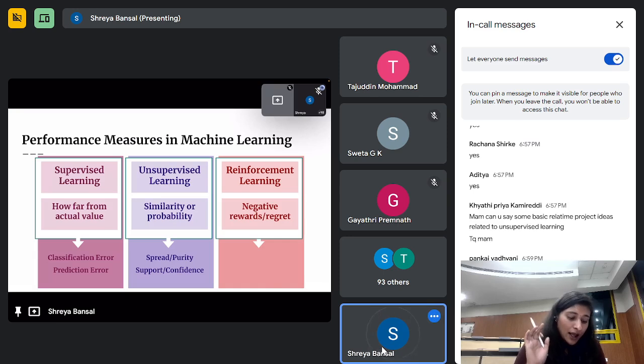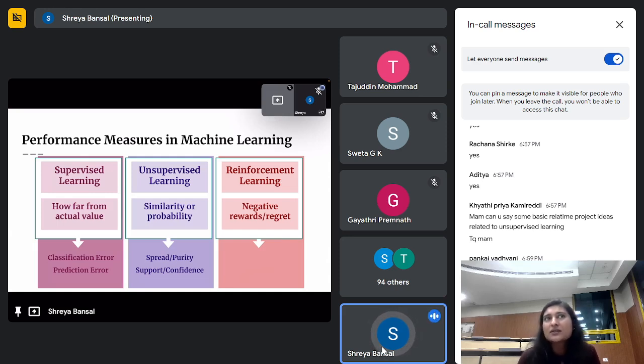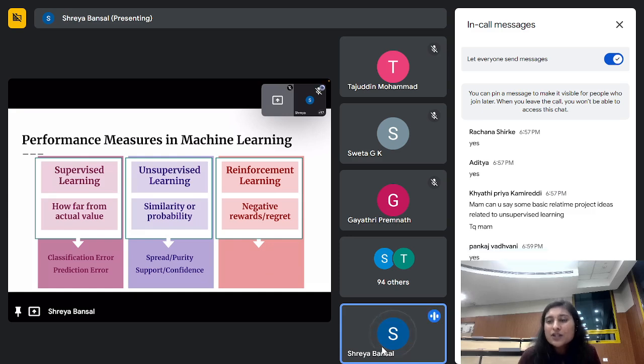Okay. Next is reinforcement learning. For clustering, the performance is related to how homogeneous the cluster is. Yes, Priyanshi, you can say how homogeneous the cluster is. It means basically we say that the similarity in the same cluster should be more and the similarity between clusters should be less. Okay, so this is how we measure these things.